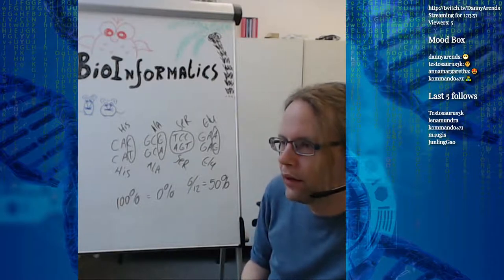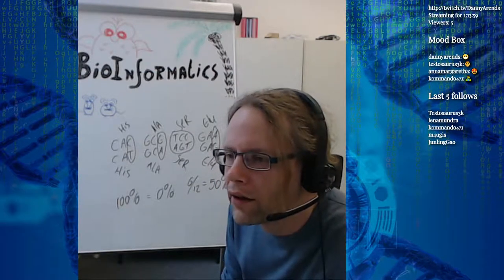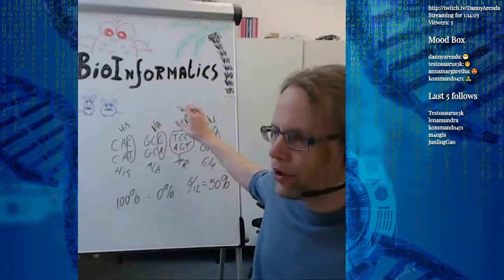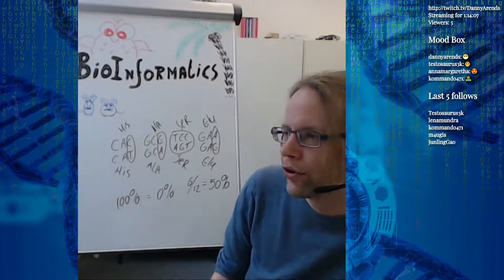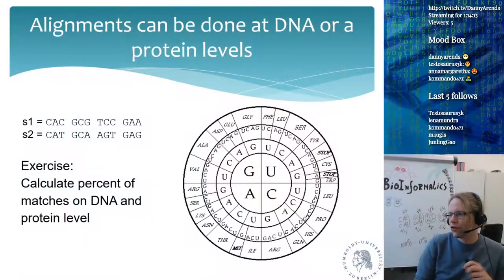Is that clear? Why, Commando, do you say S1 is his, ala, ser, pro, tru, ala? Okay, I get it. Good. Yeah, so you just go through sequence one, you write down the protein sequence, and you do the same thing for the second sequence. All right, good. So then everyone's happy, everyone's there.